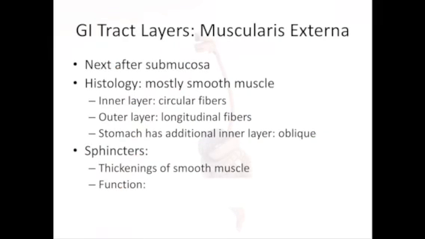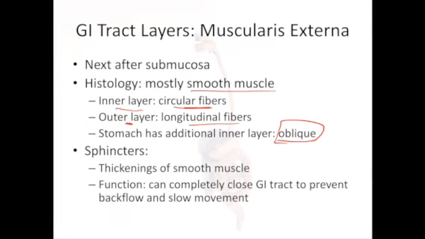And then we have the muscularis externa layer. It's the next one after the submucosa. This is mostly all smooth muscle, and there are two layers in most of it. The inner layer is circular fibers like we just looked at. The outer layer is longitudinal. If we get into the stomach, there's a third layer called the oblique layer, because the stomach really can move a lot, and it needs that third layer to do that. And then we have sphincters as well, which will block areas. This can completely close the GI tract to prevent backflow and to slow movement. Those are really the same idea, thickenings of those smooth muscle layers that can completely close it off.